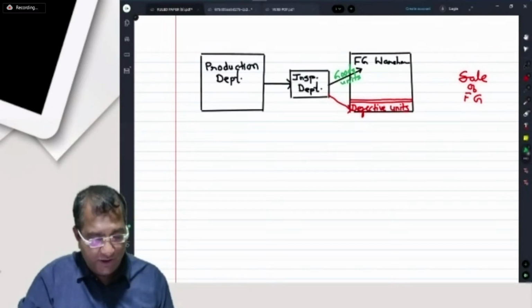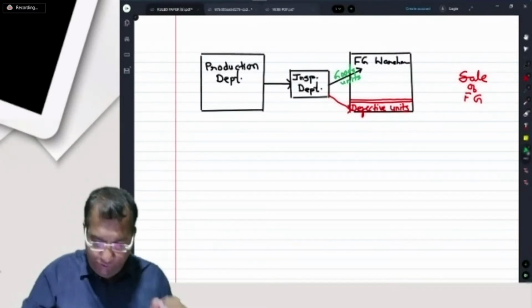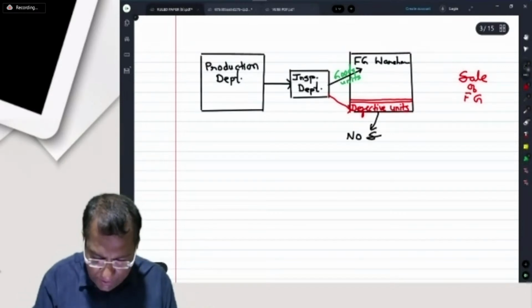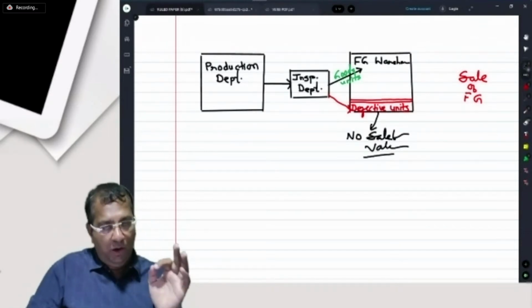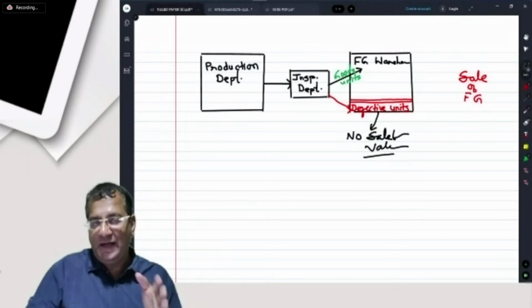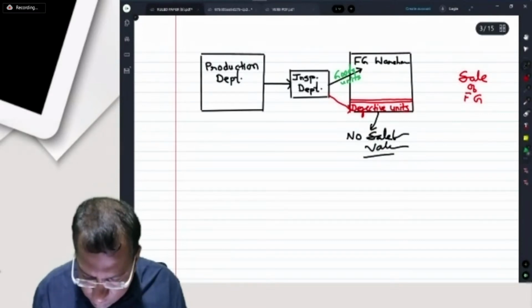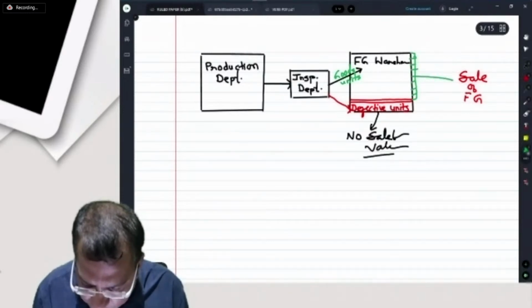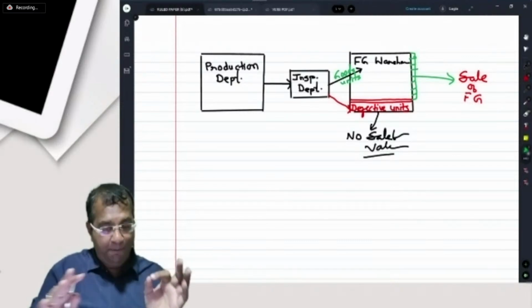So all the production units will have to be tested. Once the testing is done, we have the result: good units and defective units. Suppose defective units have no saleable value. Which units can we sell in the external market? Definitely the good units will be sold in the external market. Clear, beta? Now very important.